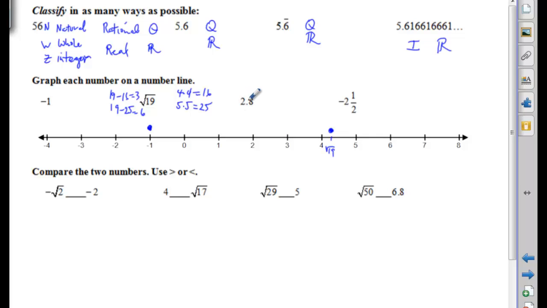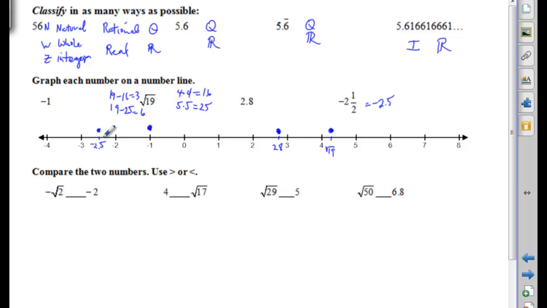We could even say that this is the square root of 19, 2.8. Not an integer, but we do know it's between 2 and 3, and it looks like it's closer to 3. So there's 2.8. And we have the mixed number here, so if you remember, we have negative 2.5. Okay, so we go down to the negative side, try and go right in the middle, put our dot. You have a beautiful graph.